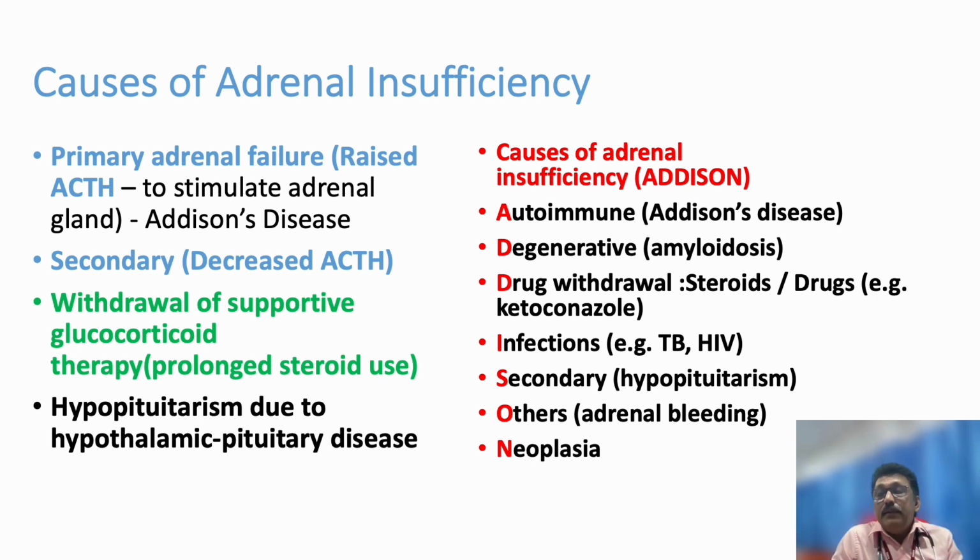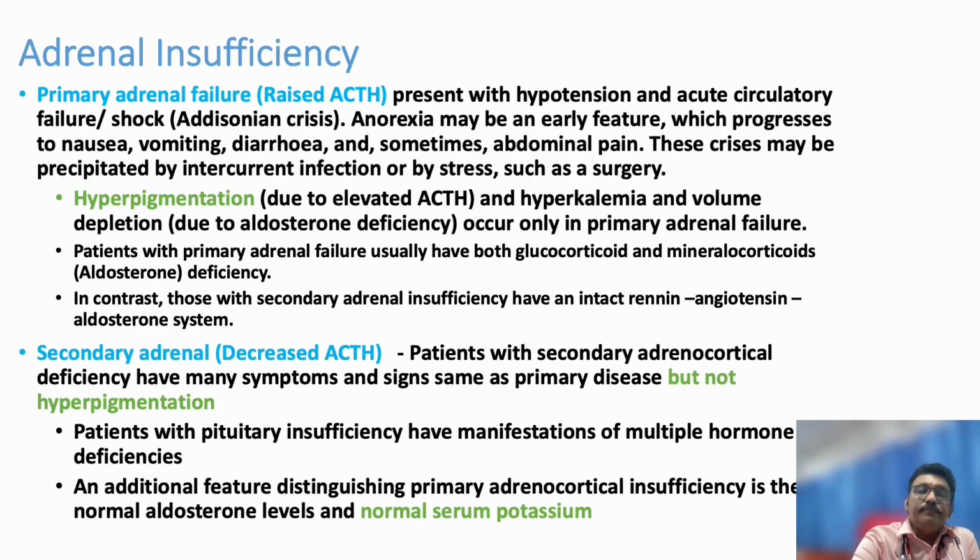So whenever a patient is having tuberculosis, if the patient comes to emergency room or ICU with hypotension, shock, the most important cause will be TB adrenalitis. In that case, you have to give steroids first itself. So that is an important message from this slide. Secondary hypopituitarism, that we have seen already, decreased ACTH level can be there. Others like adrenal bleeding, like any infection, snake bite, all these things, sepsis, neoplasia of the adrenal gland.